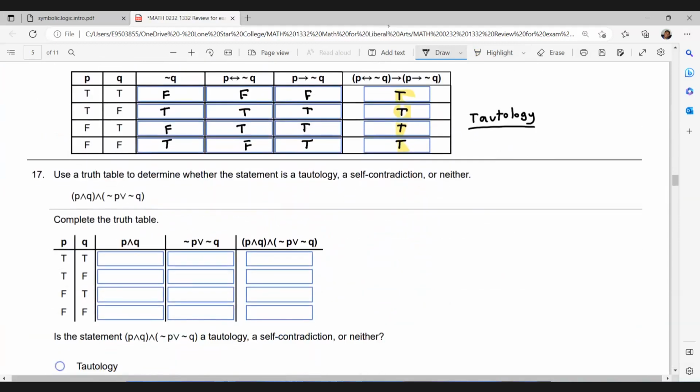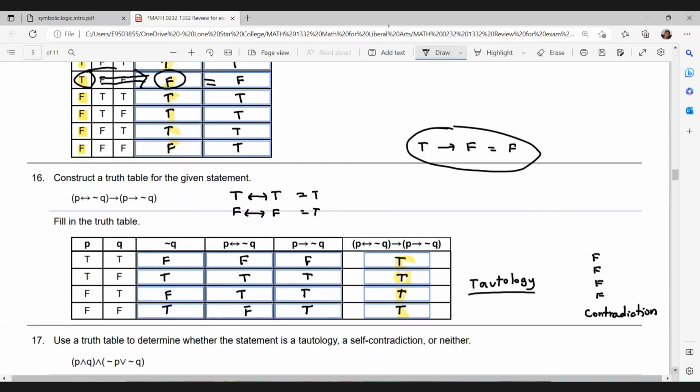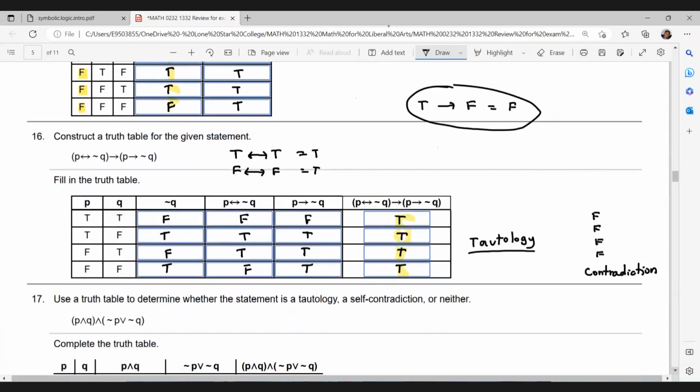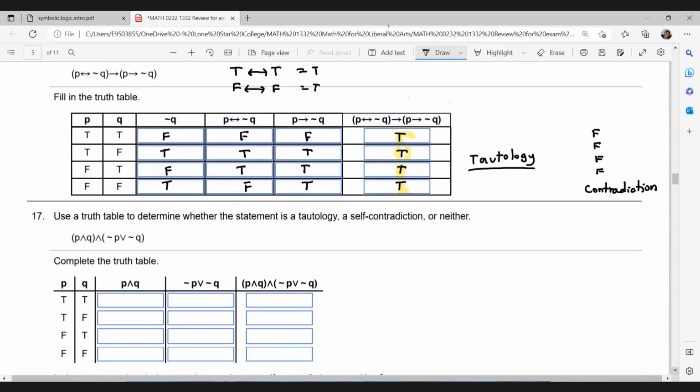And if everything would have been all false, that is called a contradiction. Because everything turned out to be true, it is a tautology. If it has a combination of trues and falses, then it's neither a tautology nor a contradiction.